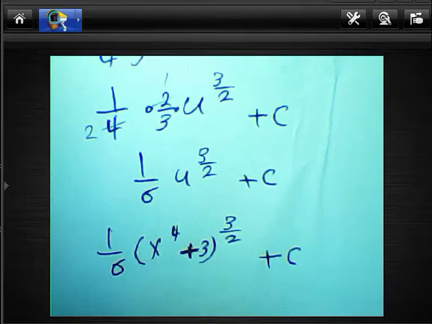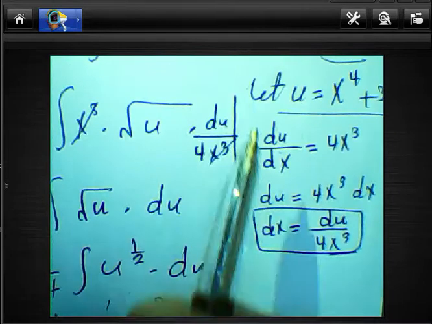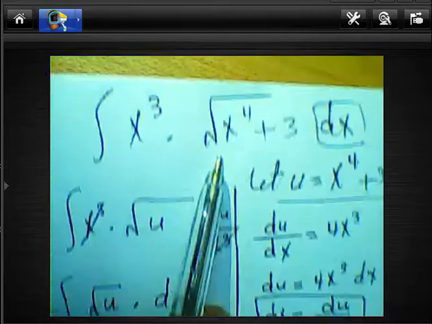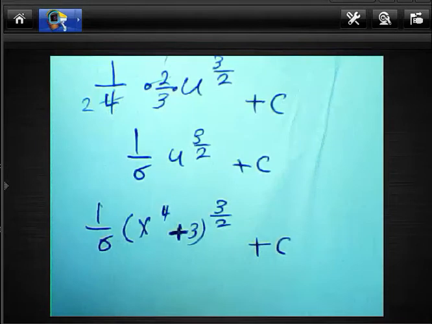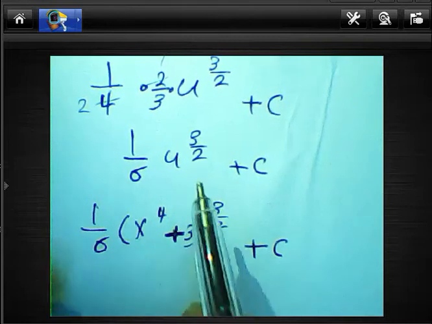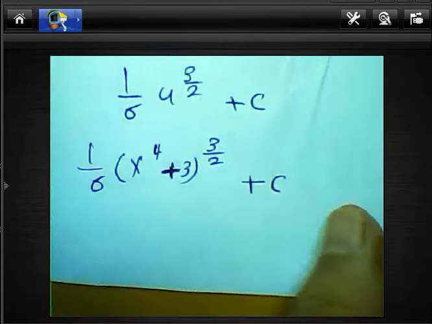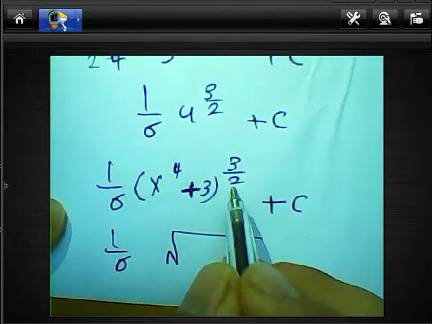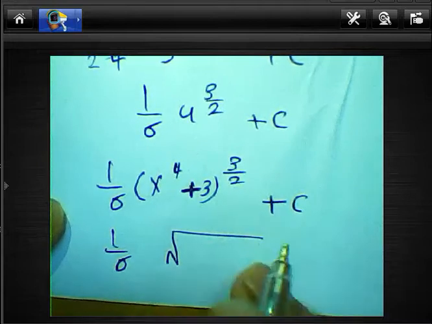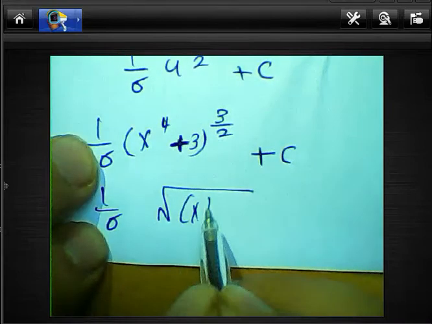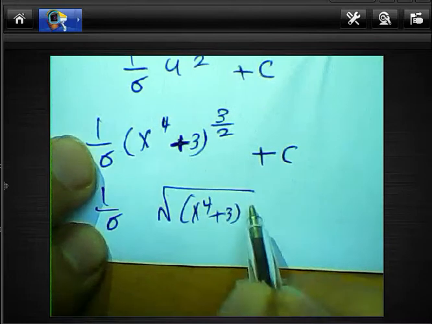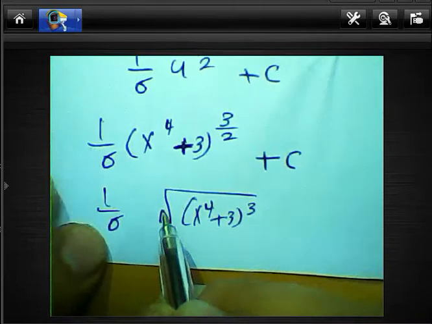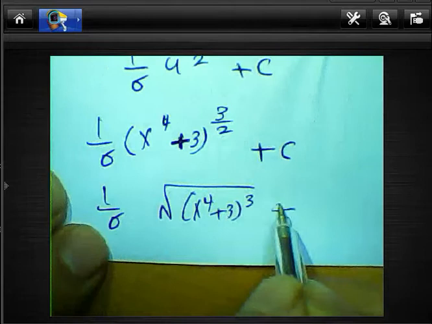This is the result of integrating x^3 times the square root of x^4 + 3 dx. We must know all these steps. You can simplify this function to the simplest root form. We can write 1/6, with the root 2 here and 3 here: (x^4 + 3) to the power 3/2, with the square root of 2 here, plus a constant.